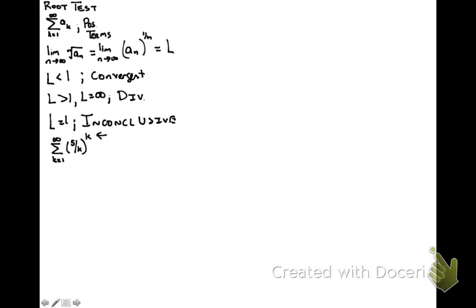So what we'd like to consider then, using the root test, is what is the limit as n goes to infinity of the nth root of the expression 5 over n to the n. And the nth root of something to the n power is just the expression itself. So we're really looking at the limit as n goes to infinity of 5 over n.